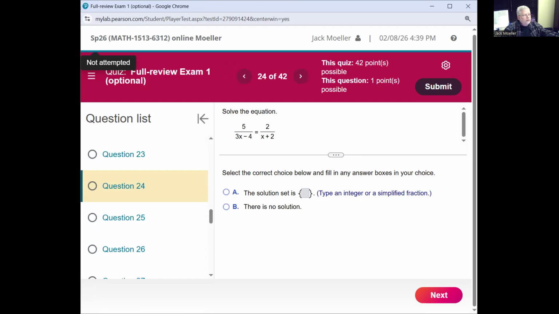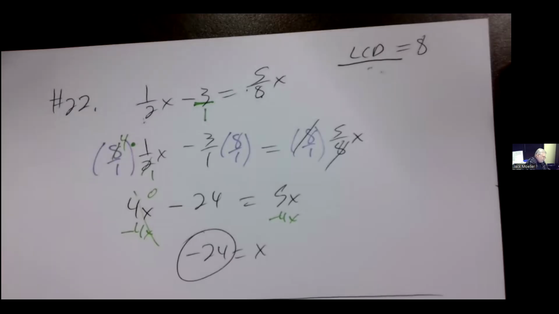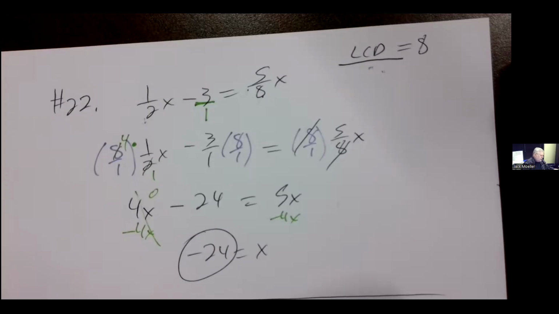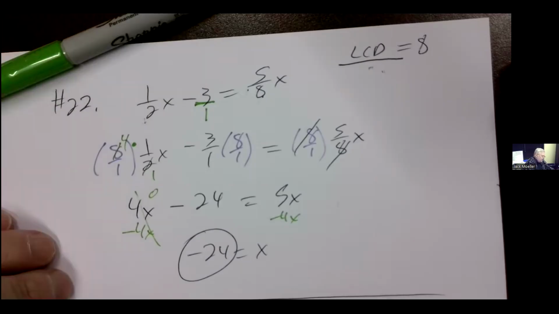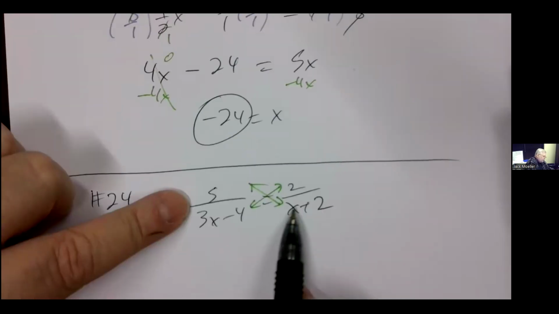All right, hopefully you're saying cross product, cross multiply. And what do you have to be careful of in this case, because those are binomials? It's 5 times the entire thing. So it is 5 times the entire x over 2 or x plus 2. So you've got to use parentheses.